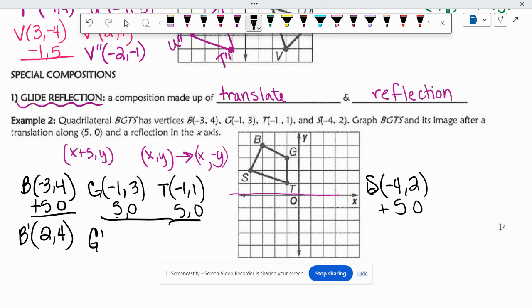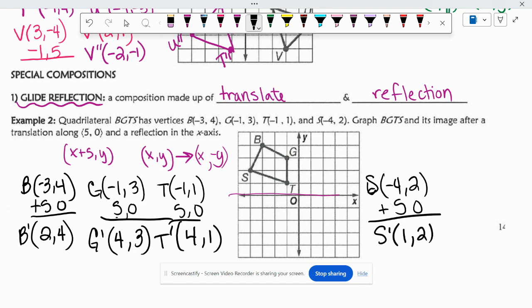What does G prime become? What's negative 1 plus 5? And 3 plus 0 is? What does T prime become? 4, 1. And S prime? 1, 2. Is that making sense?